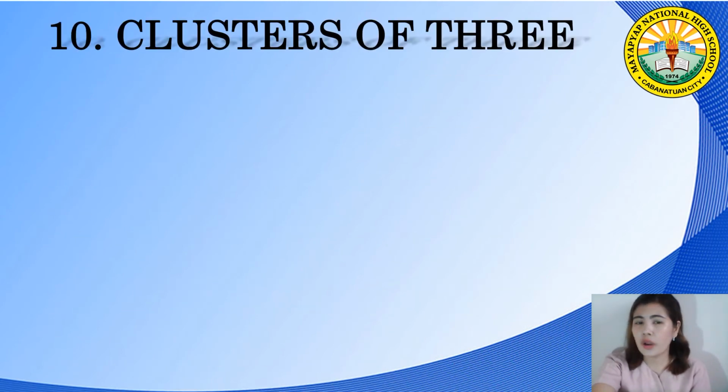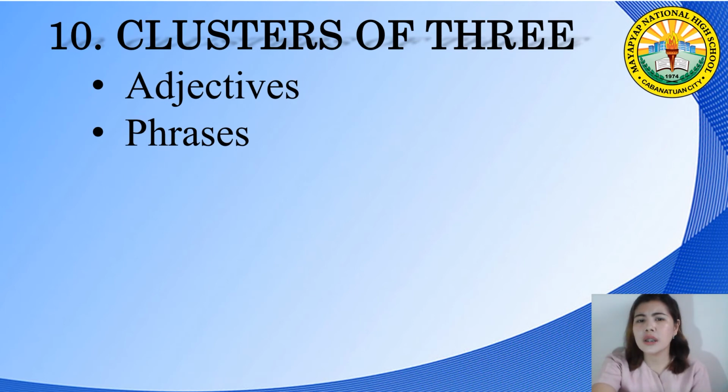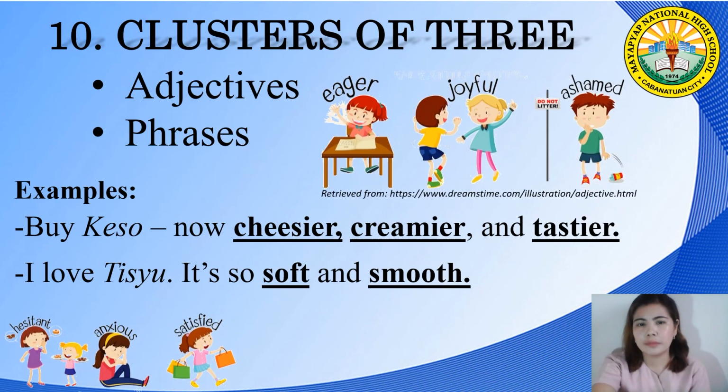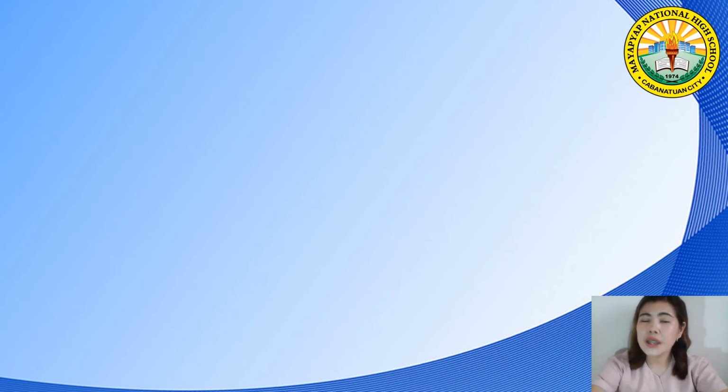And then the last one is the clusters of three. It is using two or more phrases or describing words, which are called adjectives, to emphasize a point or an idea. The highlighted words such as cheesier, creamier, tastier, soft, and smooth are all describing words that emphasize the characteristics of the things being described. Now, let's see if you really understand our lesson.